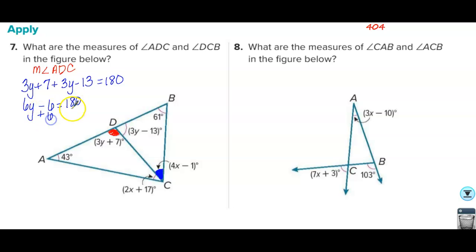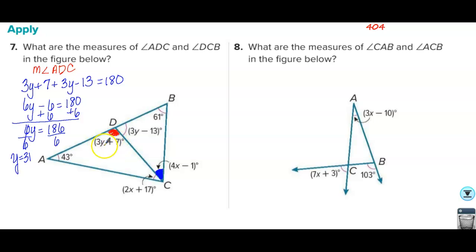Now I can add 6 to both sides, trying to isolate y here. Gives me 6y equals 186. And then I divide both sides by 6, which I think I can do in my head, but I'm going to double check. I think it should be 31. 186 divided by 6. Oh, the calculator's off. That's not any fun. 186 divided by 6. Yep, 31. So y is equal to 31.